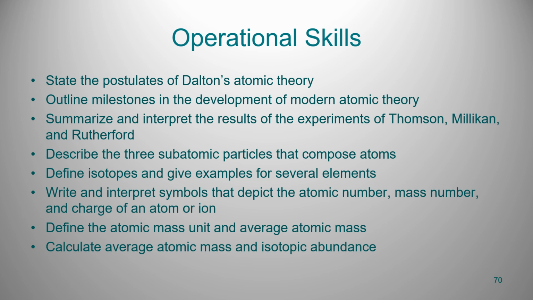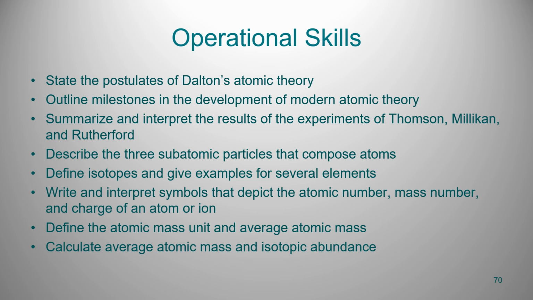Right, so again, knowing how the results were interpreted. You don't need to know all the details, but mainly what this person discovered and what that told us about the atom. Know the 3 subatomic particles, where they're located, what their relative charges are, and what their relative masses are. You want to know what isotopes are and give examples for several elements. Be able to interpret symbols. So in other words, you want to be able to use those nuclide symbols so you can figure out what the atomic number is, the mass number is, what the charge is, how to figure out how many protons, neutrons, and electrons there are in a particular nuclide.